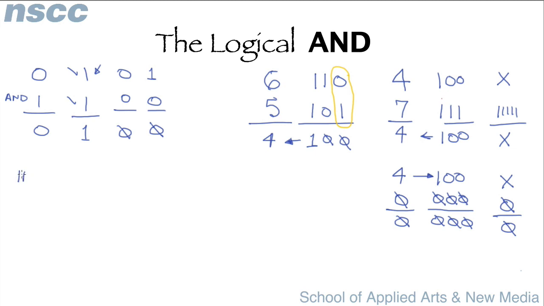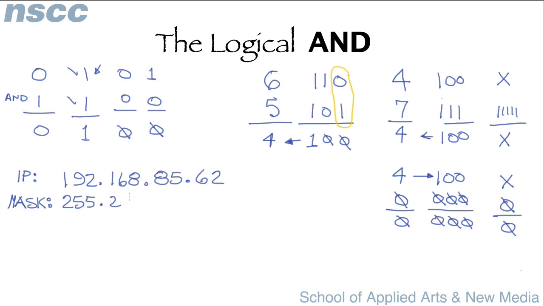Well, we'll look at an IP address, for instance, 192.168.85.62. So a machine is given an IP address if it wants to participate on the internet, and there's also a mask. And in a mask, you'll see numbers like, typically like 255, and 0. Now you'll see some other numbers here.